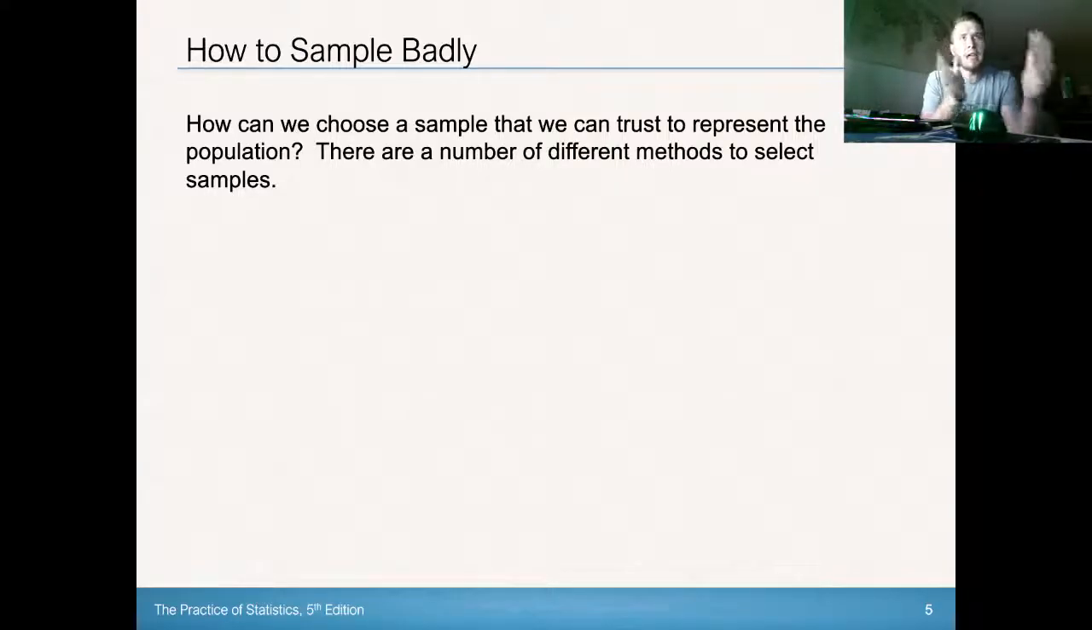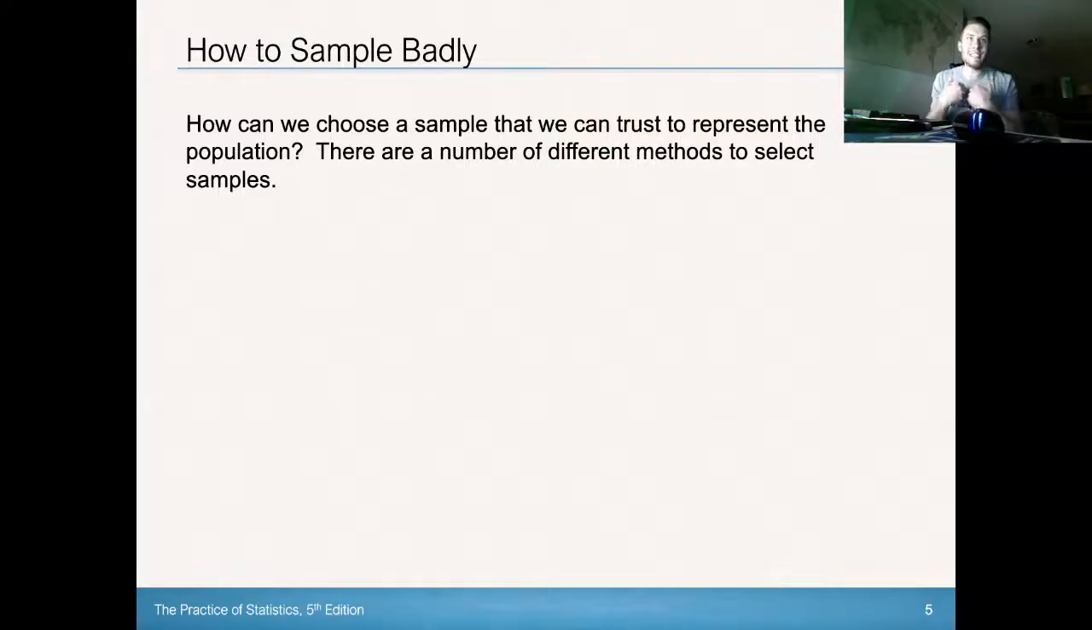Obviously, just taking you all, the IM3 students, is not going to be a trustworthy sample. It doesn't represent Stewart's Creek High School, all students there, right? It represents all of Mr. Wood's IM3 students. That's it. Okay, so if we redefine our population, it might work. So there are a number of different methods to select samples, but here are the bad ways to sample.